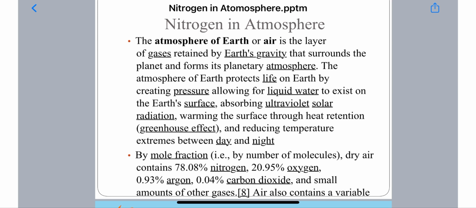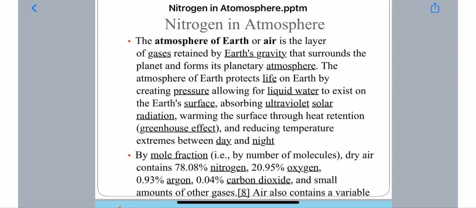The atmosphere of Earth, or air, is a layer of gases retained by Earth's gravity that surrounds the planet and forms its planetary atmosphere. The atmosphere of Earth protects life on Earth by creating pressure, allowing liquid water to exist.